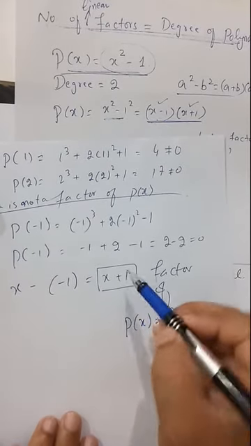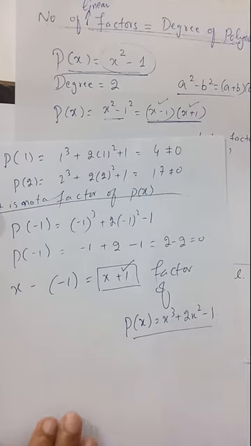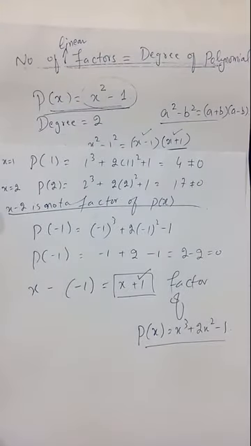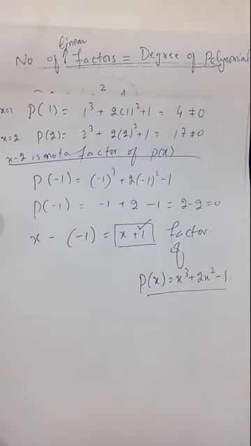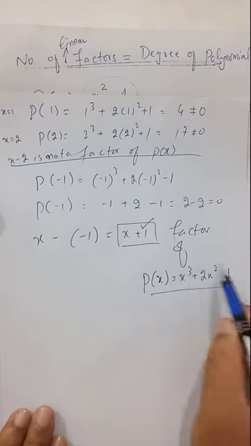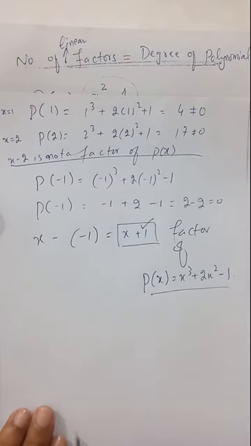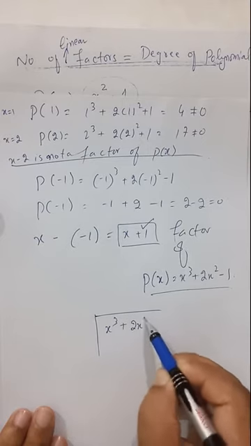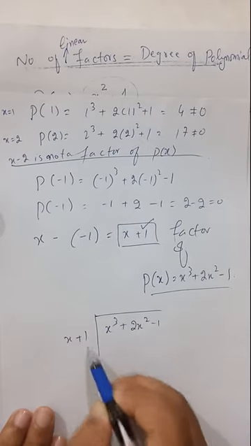So you see that you found one factor of this polynomial, but this is a cubic polynomial. The degree of this polynomial is 3, and we remember that the number of linear factors is equal to the degree of the polynomial. So there are 3 linear factors. How can you find the remaining 2 linear factors? For the remaining 2 linear factors, you need to divide this polynomial by the factor. Remember that you will get a remainder 0, because this is a factor.